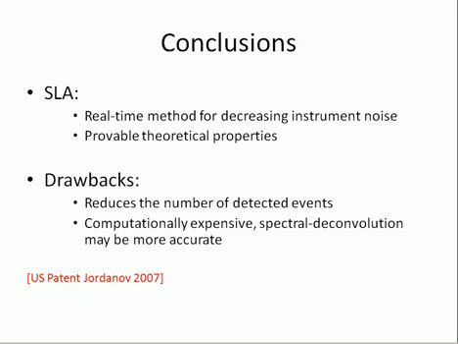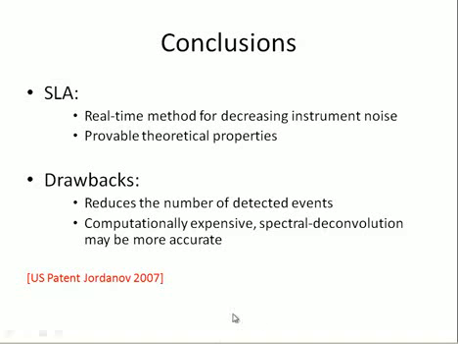And that brings me to the conclusions of today's talk. SLA, which I've presented today, presents a real-time method for decreasing instrument noise when acquiring radiation spectra, and it also has provable theoretical properties. The main drawbacks of SLA are first that it reduces the number of detected events. In particular, since, for example, we might be averaging 2 pulse heights to output a single reading on the spectrum, that's the kind of reduction in the number of events that we would get, a factor of 2. But there are some ways that one could get around this.